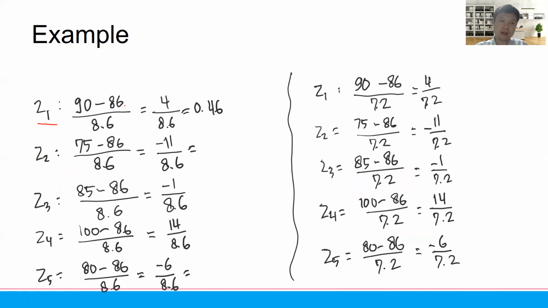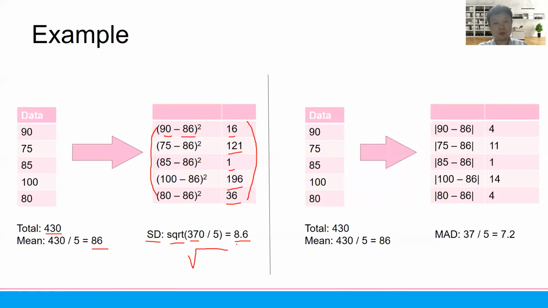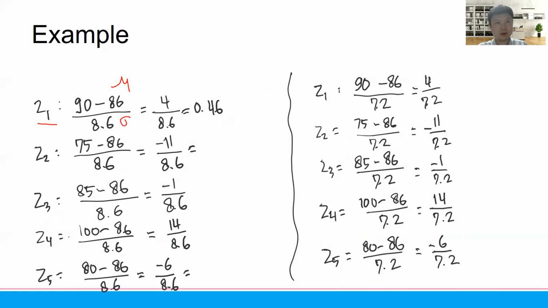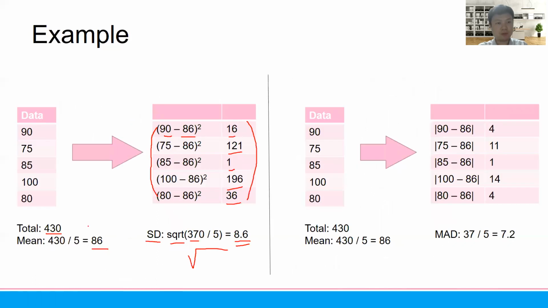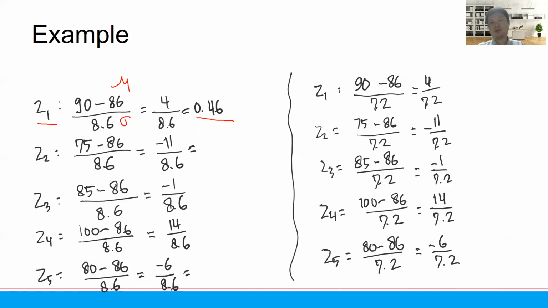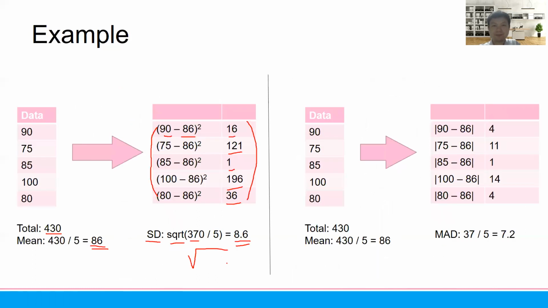So 90 minus the mean, the mu, and then divided by the standard deviation, which is 8.6. So 8.6 is from here, and the mu, the 86, is from here. So we can get the value, which is about 0.46. So it's the same. You can just calculate the remaining values.